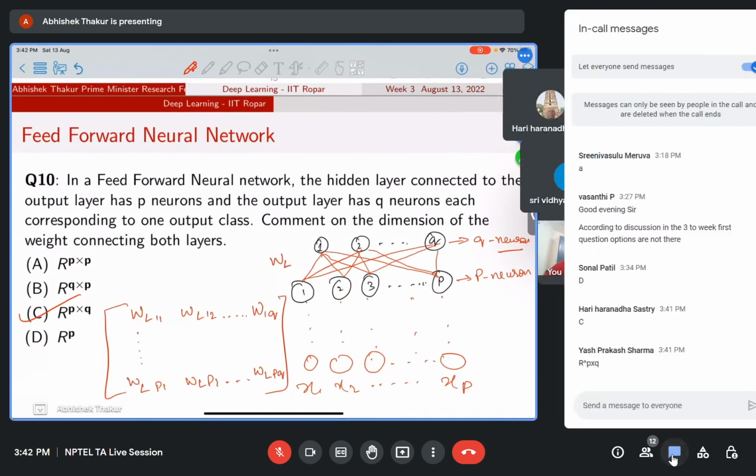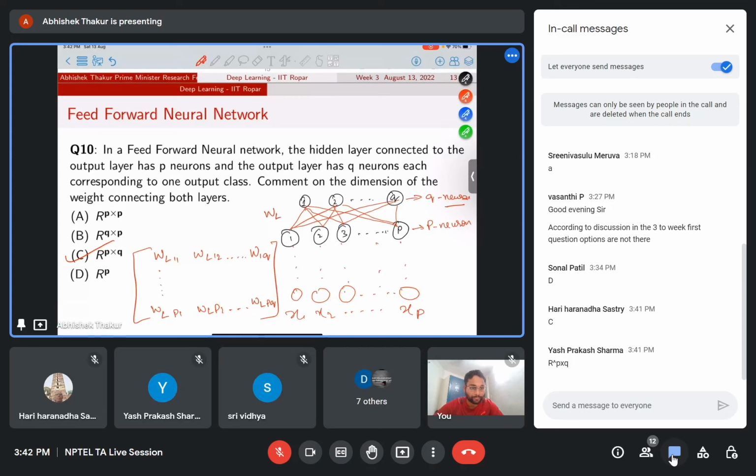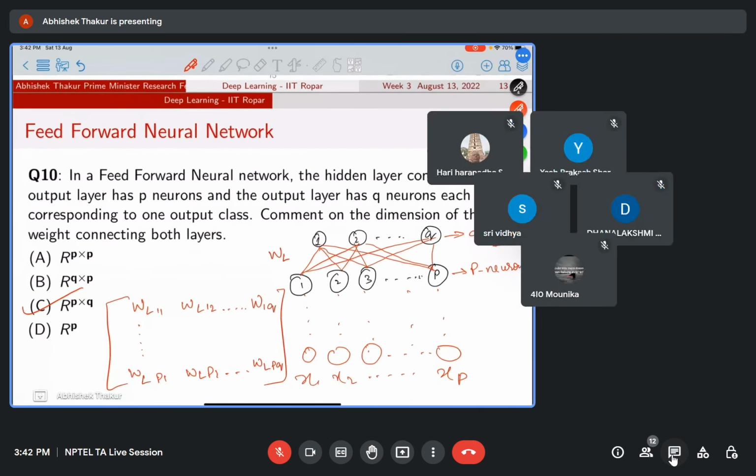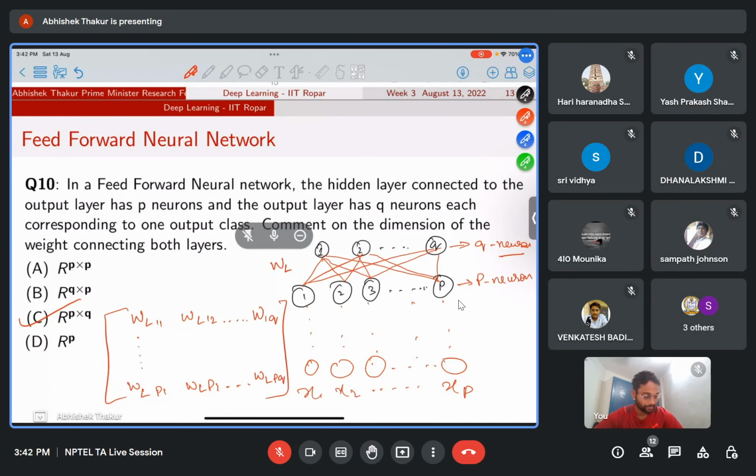Yes, correct option. Hari also replied option C. That is the correct option. So here the W matrix will be P cross Q. So the dimension of WL is P cross Q. If anyone has any doubt, then you can ask in the chat box. Now we can move on to the next question.